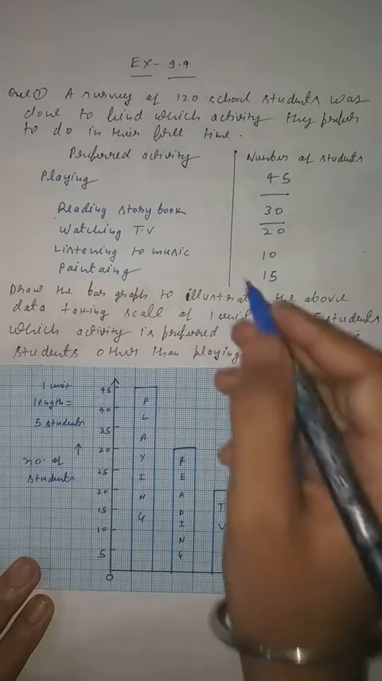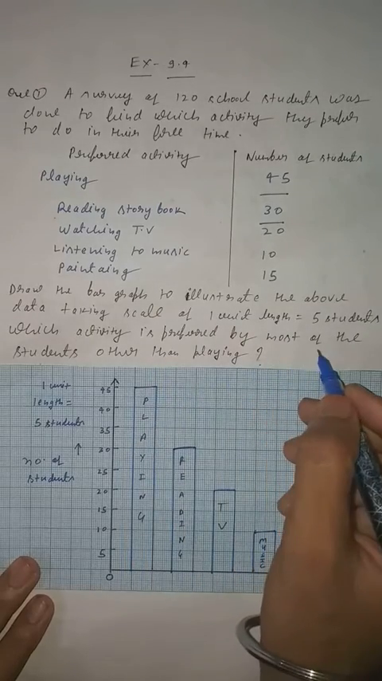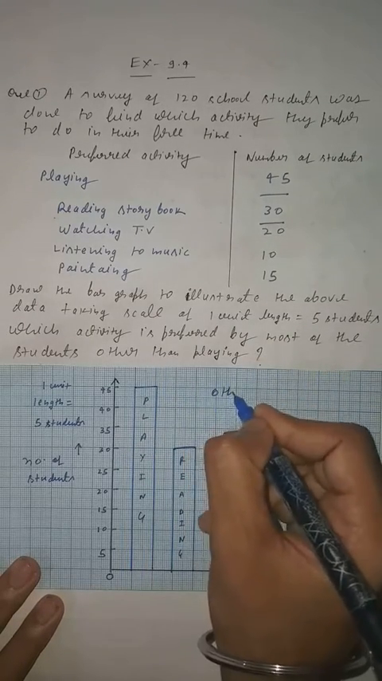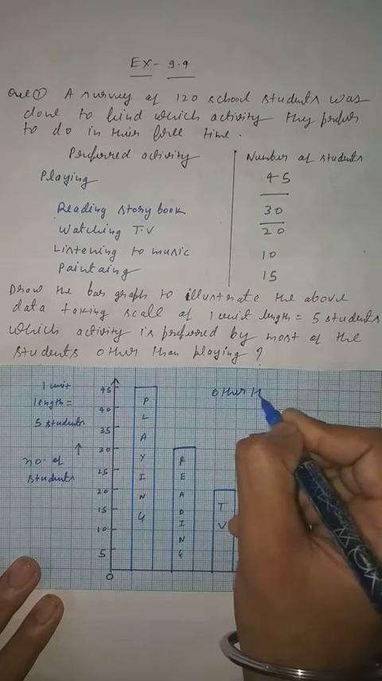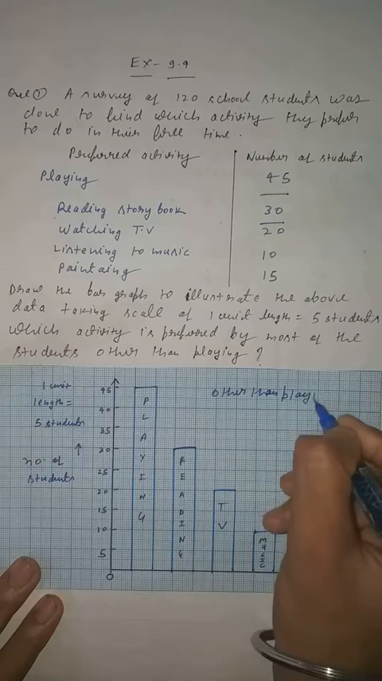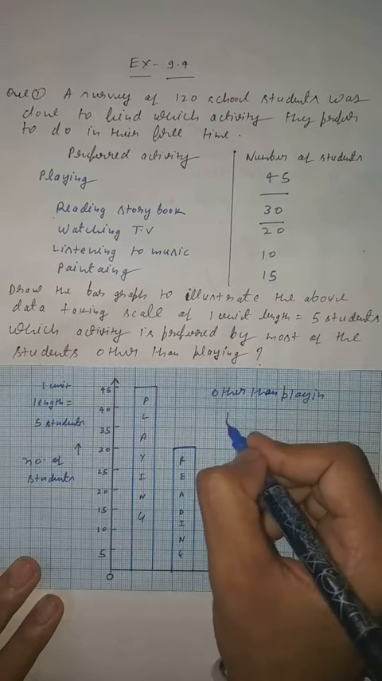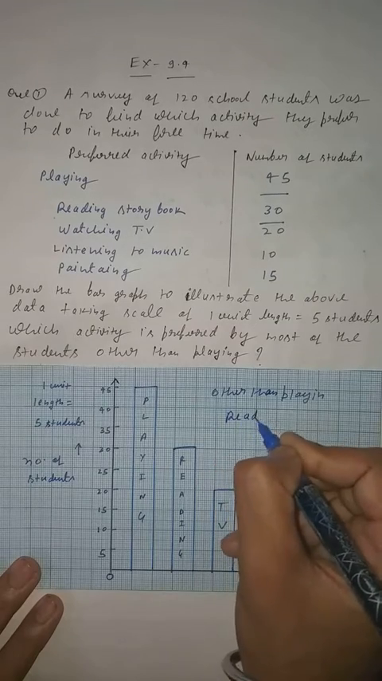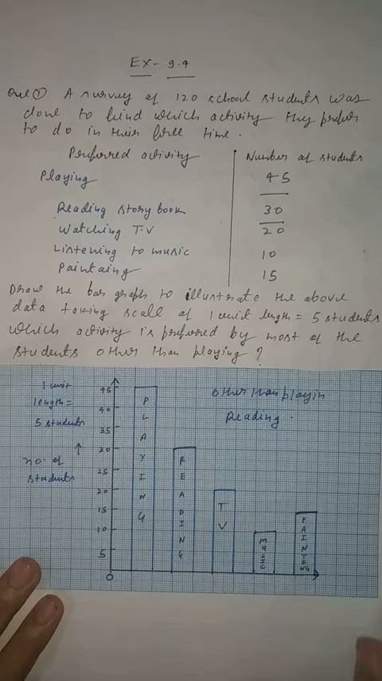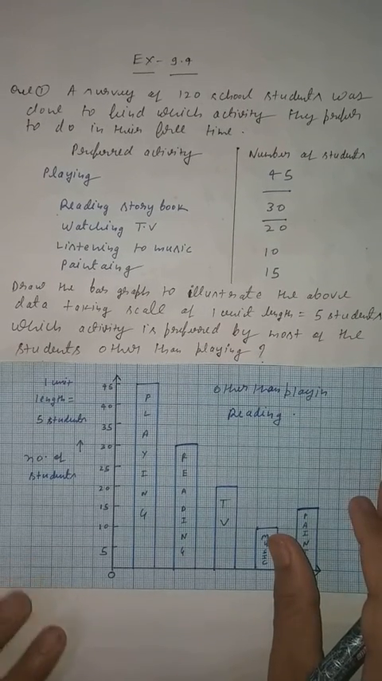Clear? Means what you will write down, which activity is preferred by the most of the students other than playing. So you will write down other than playing, reading. Other than playing, reading. Clear, students? Simply you can write down. So this is the question based on the bar graph. I think this is clear.